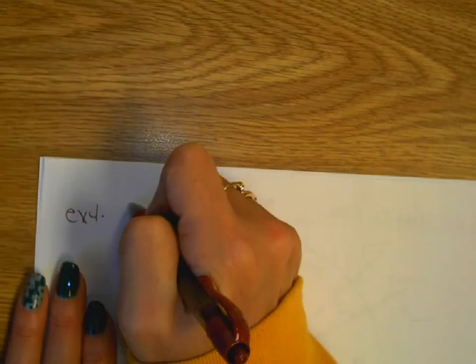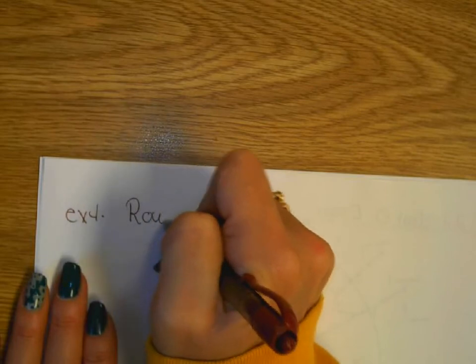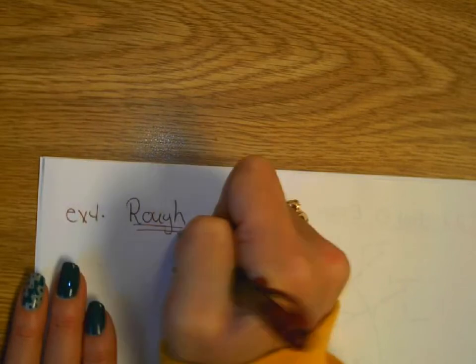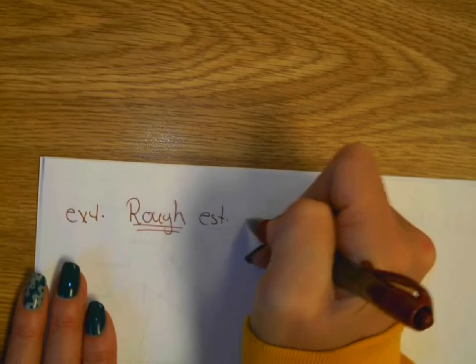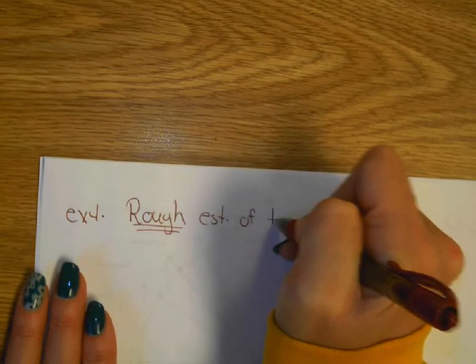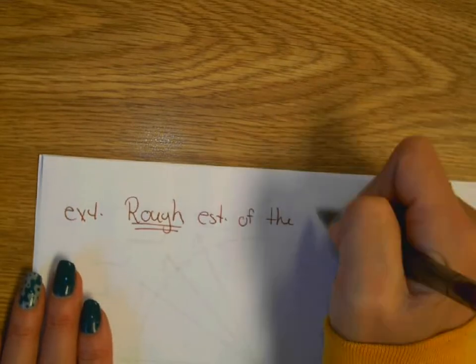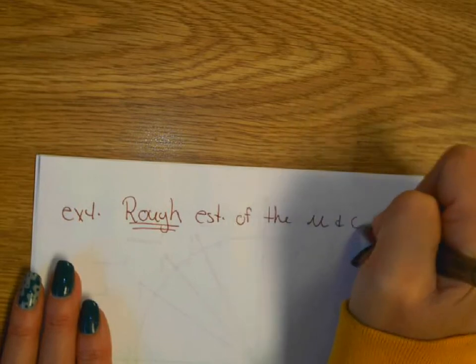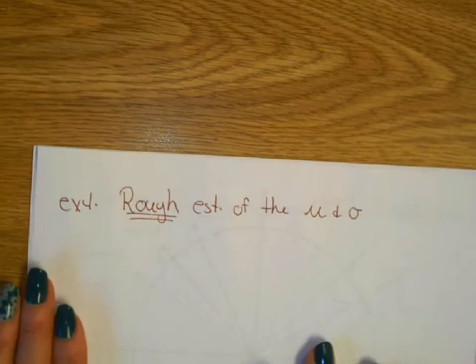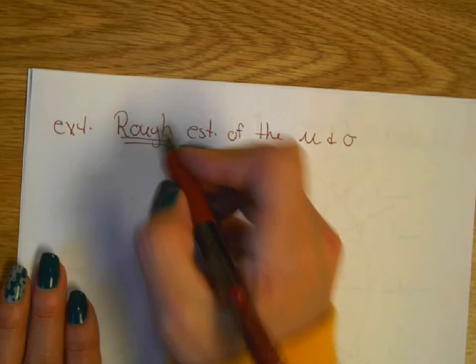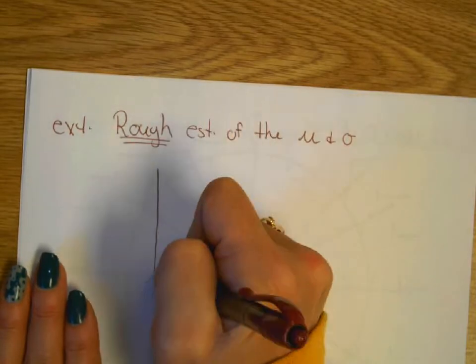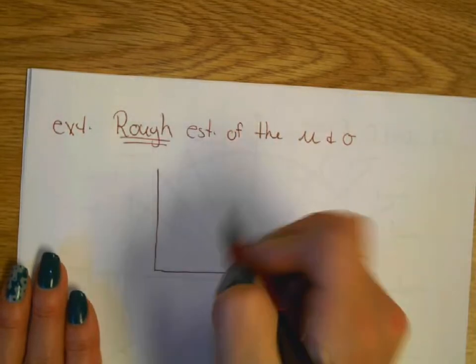So number 4, can you give me a rough estimate of the mean and standard deviation here? First one's pretty easy. I'm going to give you a graph of a frequency distribution.